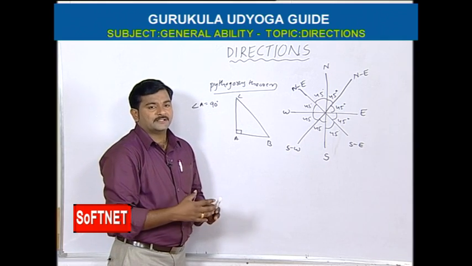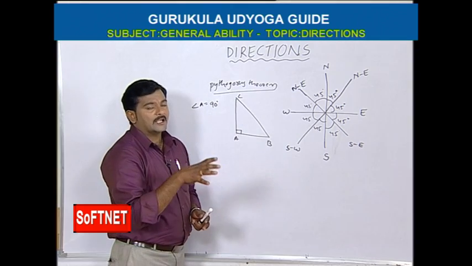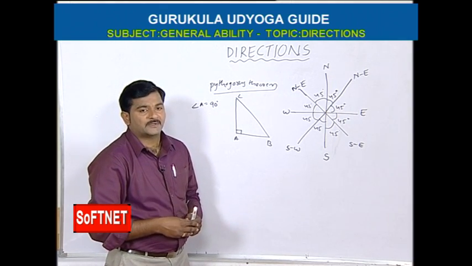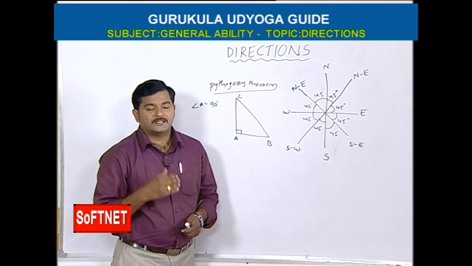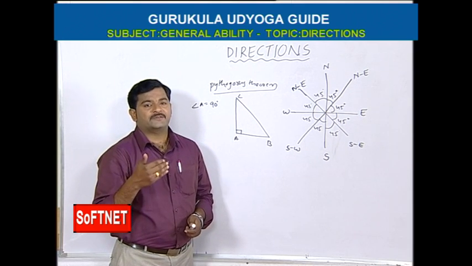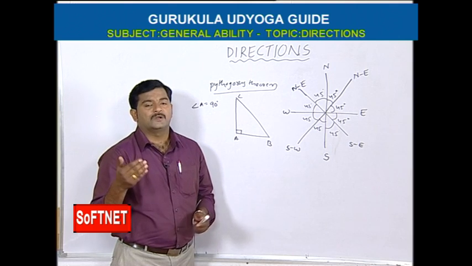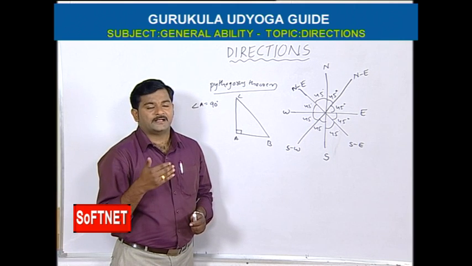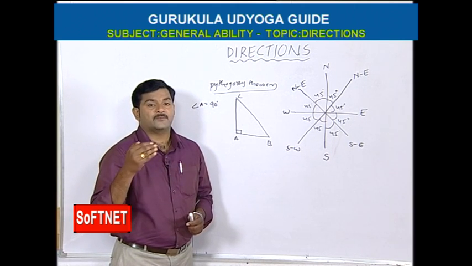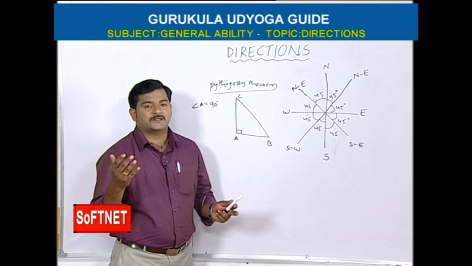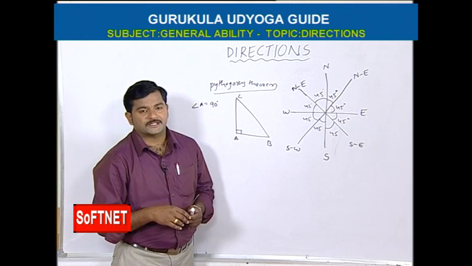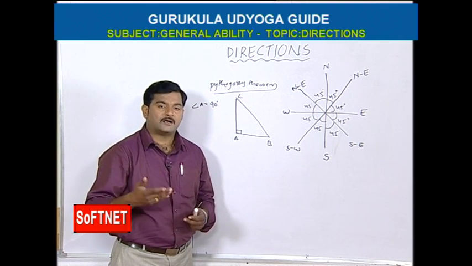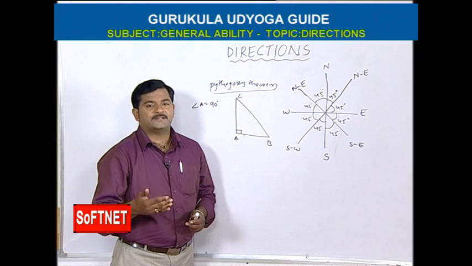Now we can establish the relation between the hypotenuse and the remaining two sides in the right angle triangle by using the Pythagoras theorem concept. What the theorem says is, in a right angle triangle, the square of the hypotenuse is always equal to the sum of the squares of the other two sides. I repeat this statement once again. In a right angle triangle, the square of the hypotenuse is equal to the sum of the squares of the other two sides. So hypotenuse square is equal to side square plus side square.